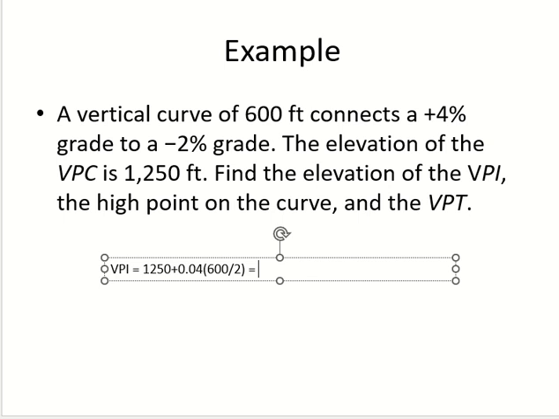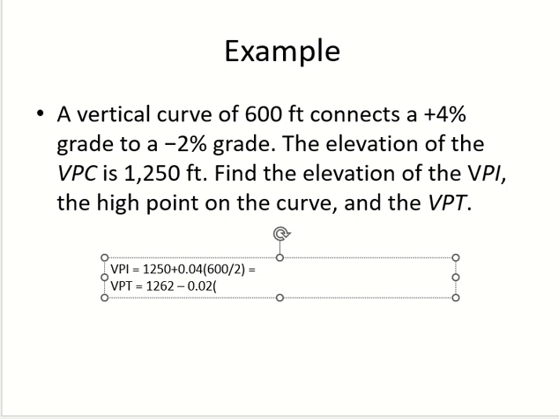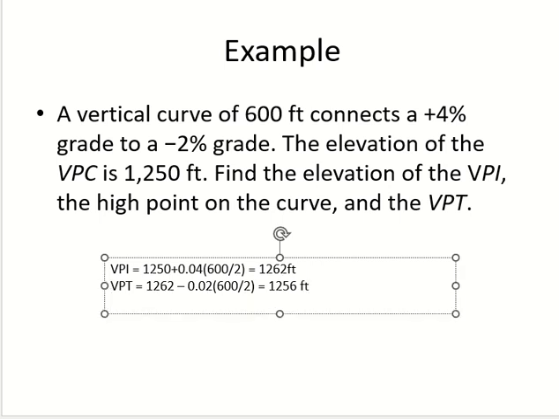How much is this? And for VPT, I will go down from VPI. How much is VPI? 1262. 1262, yes. Now for VPT, I am coming from VPI going down, right? Why down? Because the gradient is minus. So it will be 0.02. How much is this? 1256. Okay, now they are asking for the highest point.